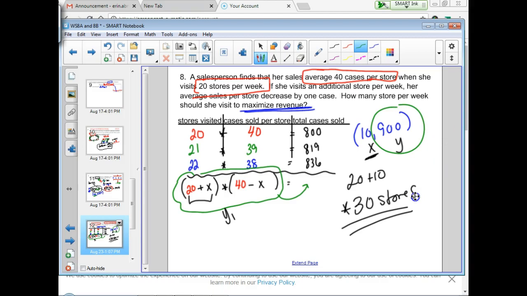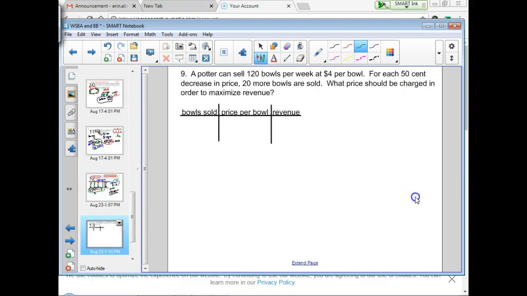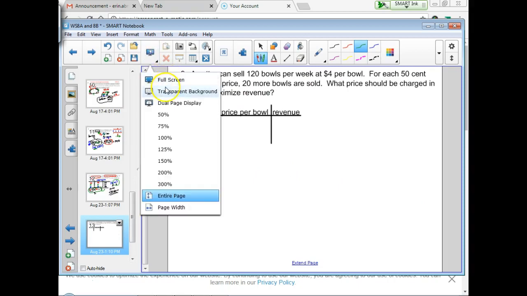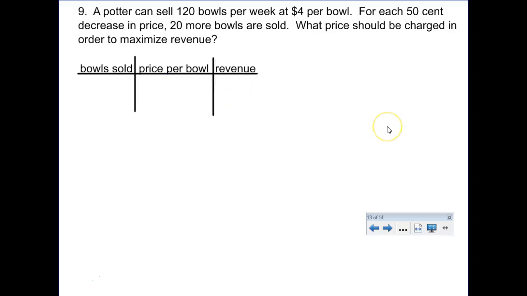So those can get kind of complicated, but the good news is those charts really help, and they're always set up the same way, where you start putting some examples down and then you jump towards an algebra technique. All right, so let's try another one. This potter can sell 120 bowls per week at $4 per bowl, and then for every 50-cent decrease in price, 20 more bowls are sold. So this is something that companies actually have to think about. If you increase or decrease your price, you do change your profit and revenue margin, but you also will change the amount of product you're going to sell.